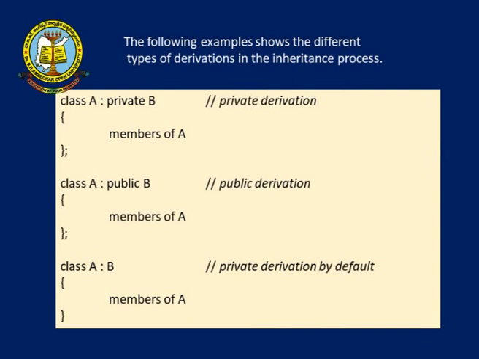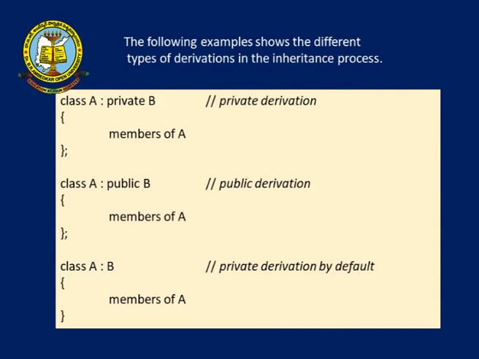And in the second example, class A is derived from class B, but this derivation is public because here the visibility is public. Hence, it is called a public derivation. In the public derivation, the members of the base class, in this case the base class is B, will automatically become the public members in the derived class.